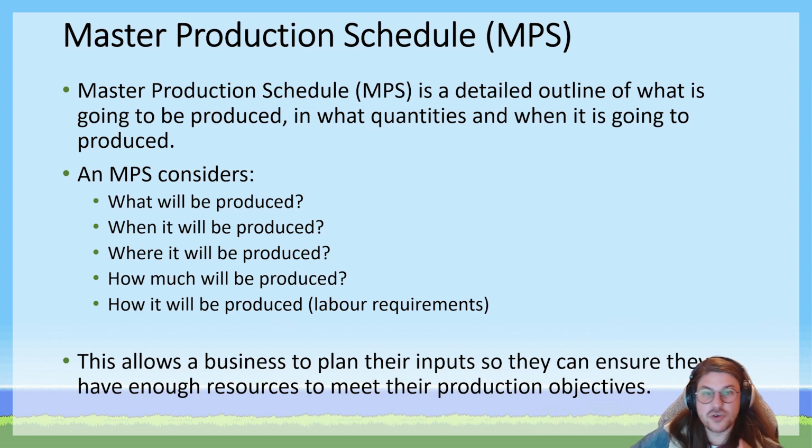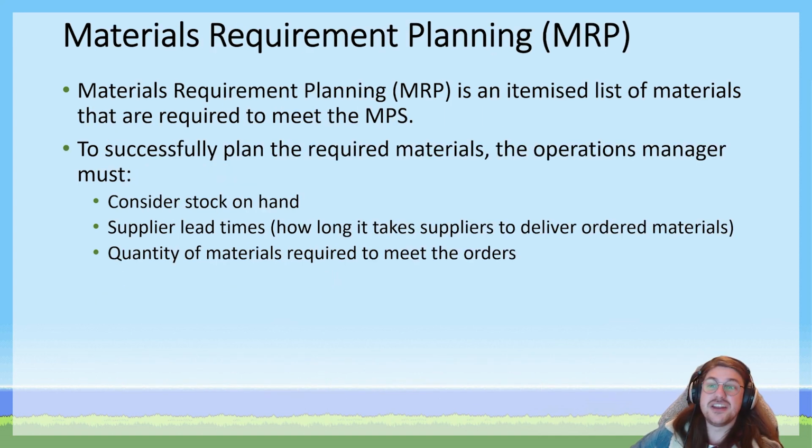If you have the answers to all of those questions, then you can start to make sure that you have in place everything that you need to get it done. Assuming you've done master production scheduling and you know what, when, where, and how it'll be produced and how much will be produced, then you could develop a materials requirement plan. If the master production schedule is about your outputs, your materials requirement plan would be a list of all of the materials that you need to meet the needs of your master production schedule.